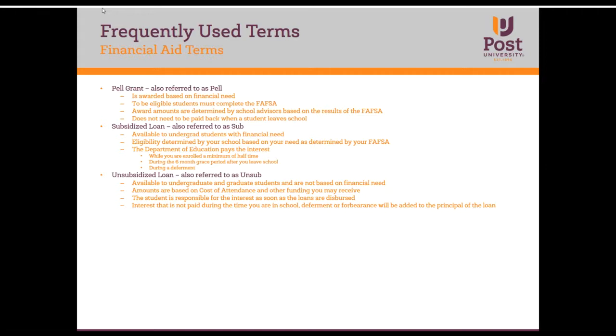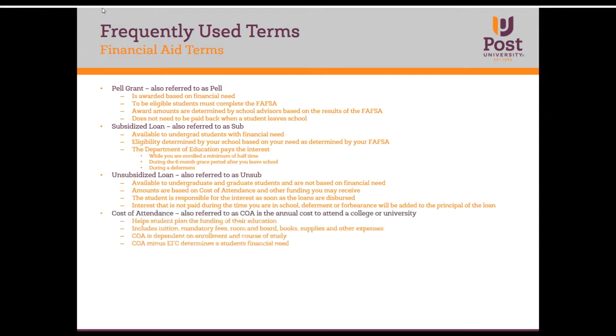And then the same also applies when you're in a deferment or a forbearance situation. You're still going to be earning the interest on those loans, which will get added to the principal. So we talked about the cost of attendance as being something that's factored in when we're looking at how much Pell Grant, how much subsidized and unsubsidized loans to give a student. So this helps a student plan the funding of their education.